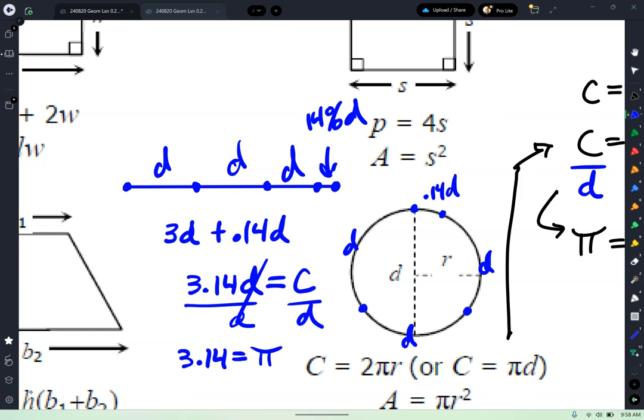That's one way to understand the circumference of a circle. It's 3 diameters and then 14% of a diameter combined together. That is the relationship. And that exists for every circle.